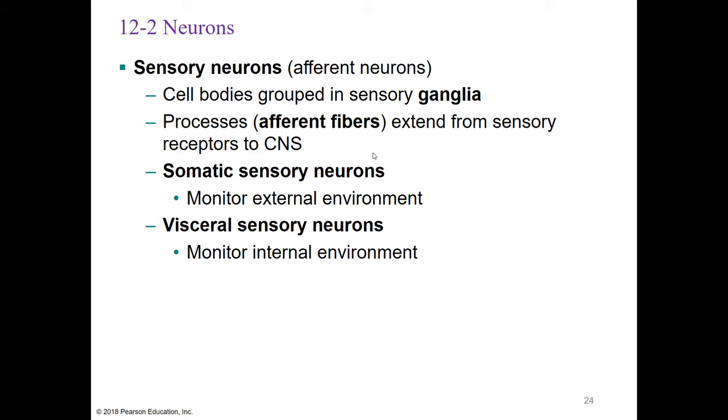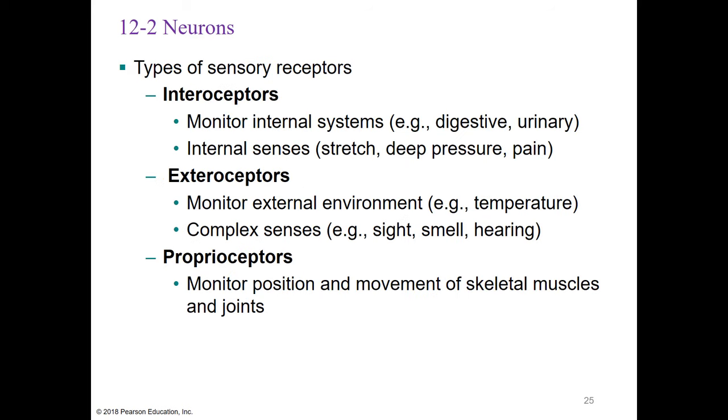Somatic sensory neurons will monitor our external environment. And visceral sensory neurons will monitor our internal environment. Types of sensory receptors. So we have interoceptors, which are going to monitor your internal systems like digestive and urinary. Internal senses like when you stretch your tissue or deep pressure or pain. Exteroceptors are going to monitor your external environment like temperature, and complex senses like sight, smell, or hearing. Proprioceptors will monitor the position and movement of your muscles and joints.